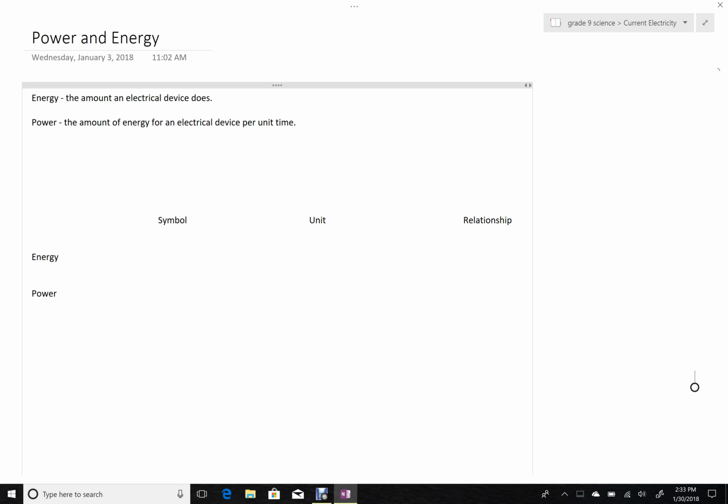Or a light bulb, we might imagine its energy as the total amount of light that has been produced over a period of time. I guess if you imagine something like a refrigerator, you could imagine the total amount of change in temperature, the total amount of thermal energy that the device has done. Power, on the other hand, is related to energy, but it wants to know how much energy we have per unit time.